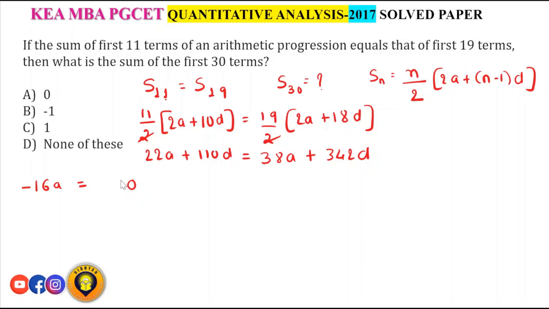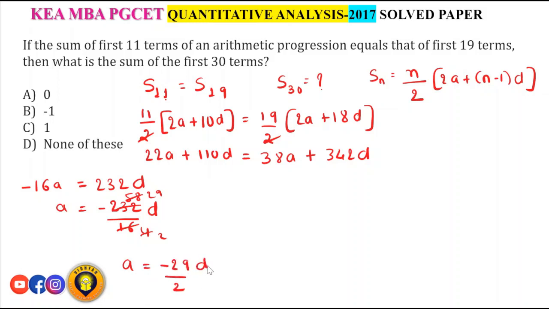So that is 232d. So a value will be how much? Minus 232 divided by 16d. This is divisible by 8: 8 twos are 16, 8 twenty-nines are 232. So a value you get is minus 29 by 2 into d. Okay, so you got the a value.